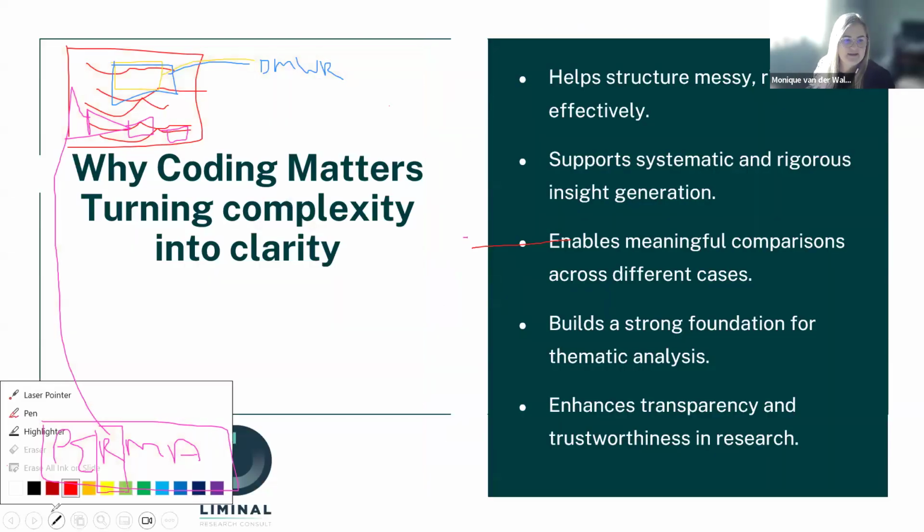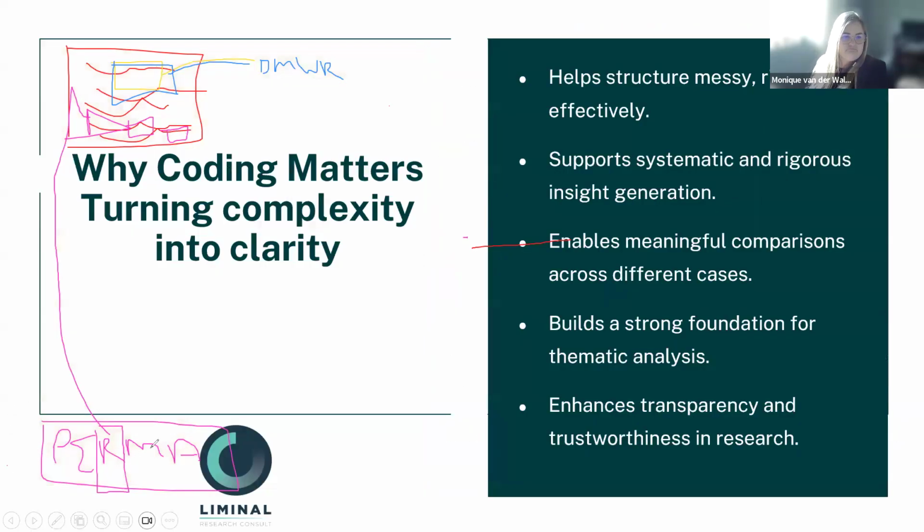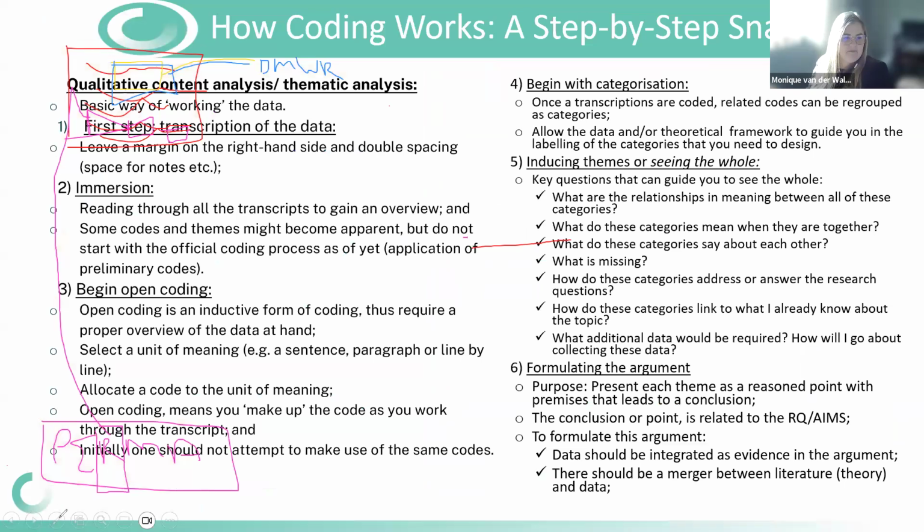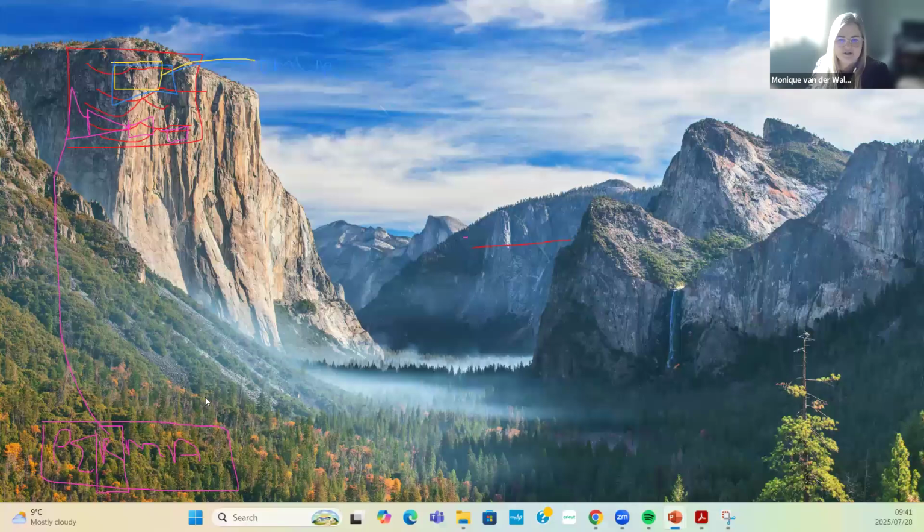Let me just remove my ink. My apologies. Now my Zoom is gone. So let me just quickly stop sharing and reshare. Sorry about this. There we go. I can clear everything.